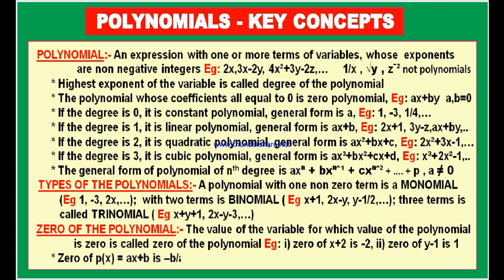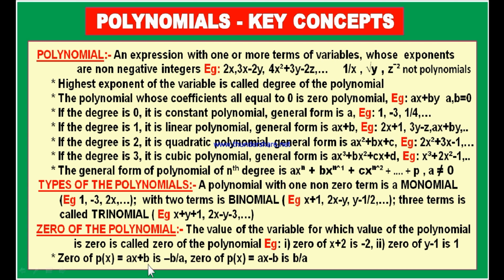Now, zero of p of x. I have given a polynomial p of x, ax plus b. Then what is the zero of this p of x? In order to find the zero of a polynomial, first of all, equate this polynomial to 0. If ax plus b is equal to 0, then ax is equal to minus b, and x is equal to minus b by a.